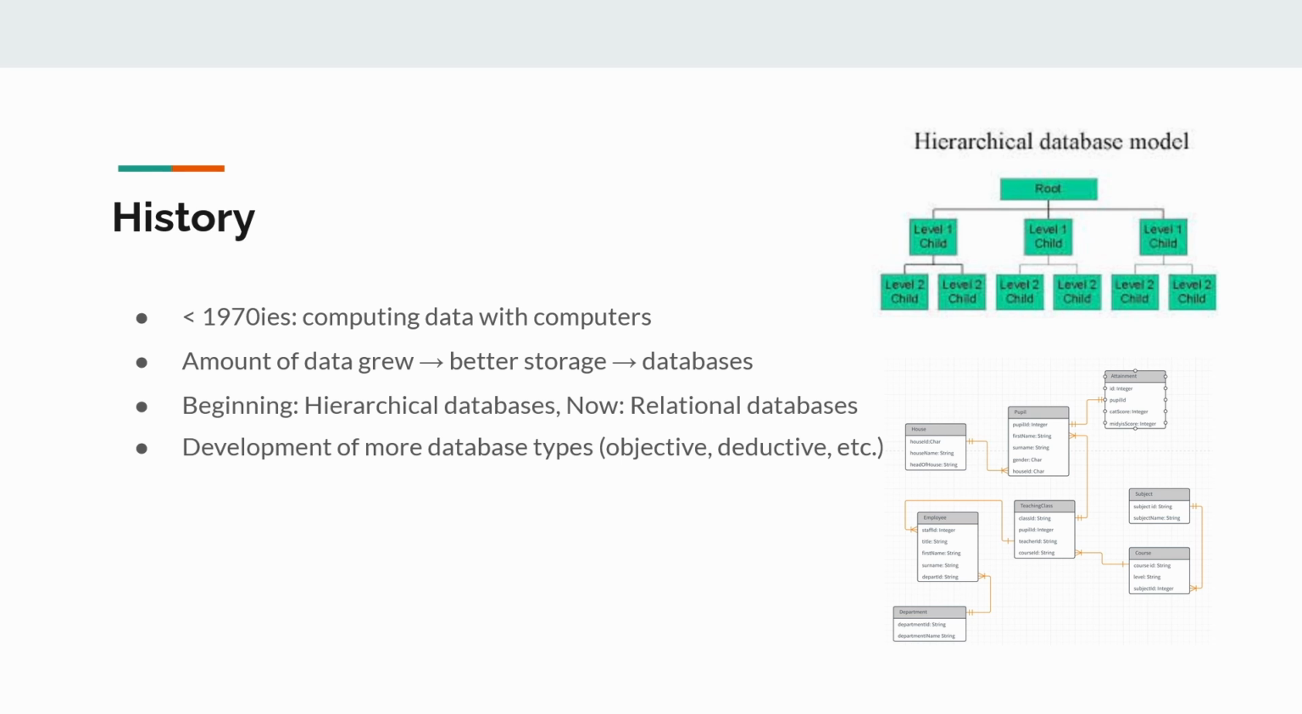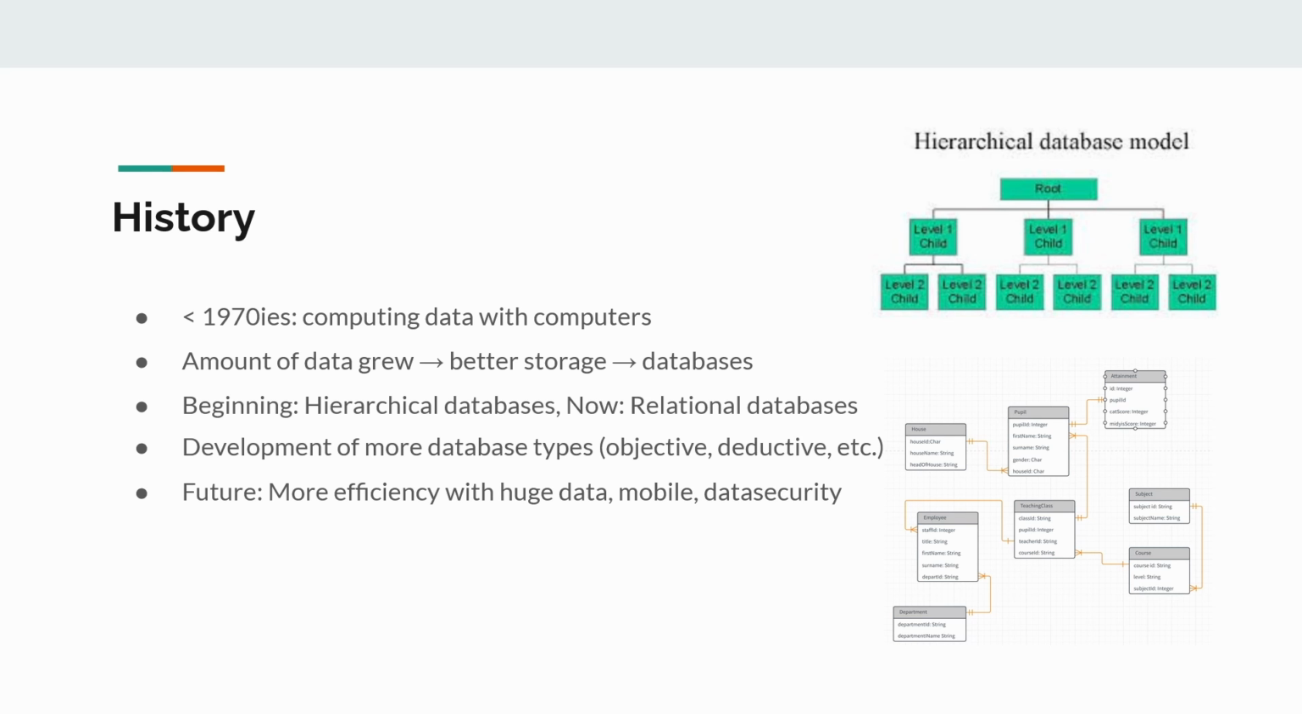So, as I said, there are not only relational databases, but they were, after the hierarchical databases, basically the first, and now they are the most used form of databases. But we have types like object-oriented, deductive, and lots of other types more, but they are not that common in use. So, yeah.